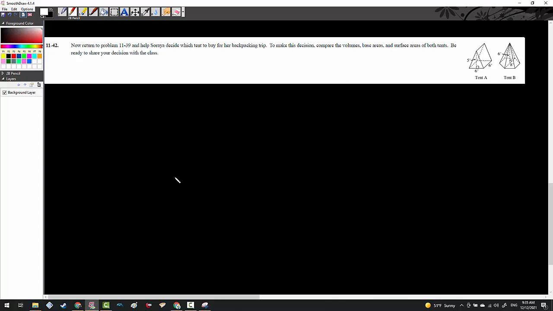So now we're going to help Soraya decide which tent to buy for her backpacking trip. And so what we're going to do is compare the volumes, base areas, and surface areas of both tents, and we're going to share this out when we're done. So let's go ahead and take a look at tent A.